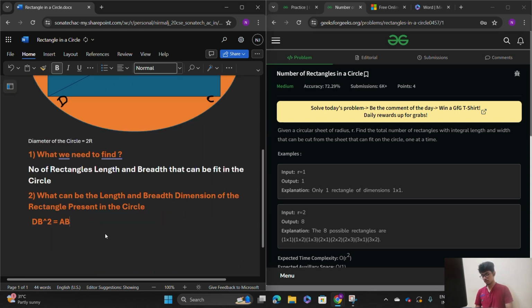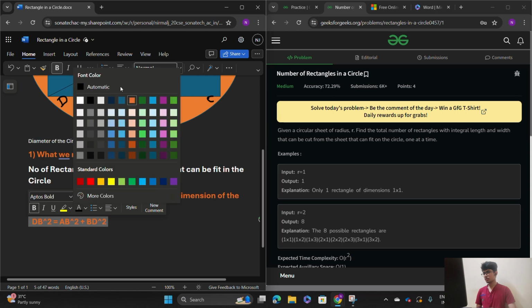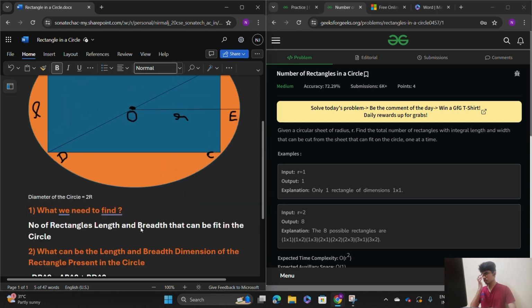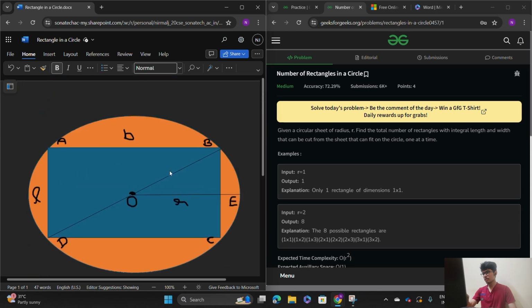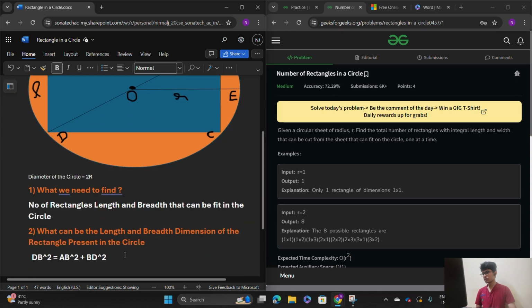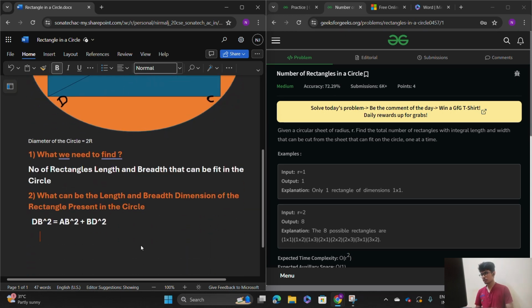AB square plus BD square. Okay, so I try to change this color into white. After this, what is AB? AB is B square. So first of all, let me write here.